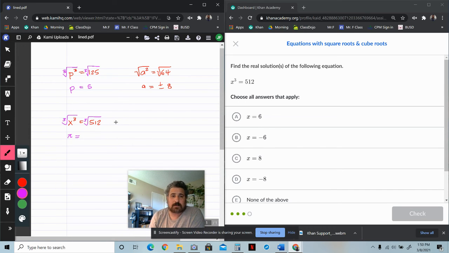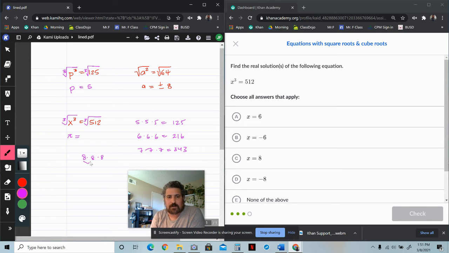So what number times itself three times equals 512? Well, we know that 5 times 5 times 5 is 125, and 6 times 6 times 6 is 36 times 6, which is 180 plus 36, or 216. And 7 times 7 times 7 would be, I think, 343, because it's 49 times 7, and 50 times 7 is 350, and then take away a 7 is 343. So we're getting closer, right? If we did 8 times 8 times 8, it's definitely not 6, so we could eliminate 6. It could be 8 or negative 8.